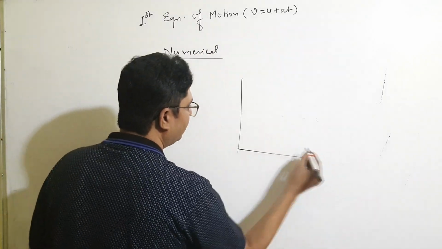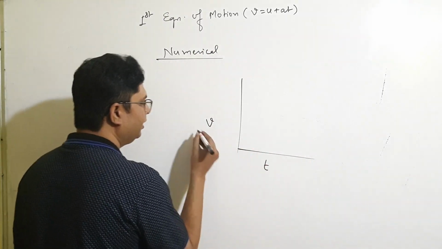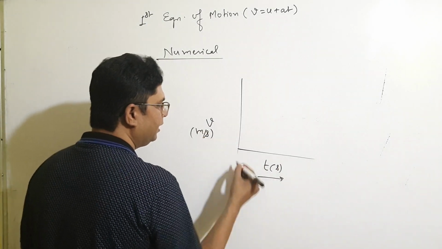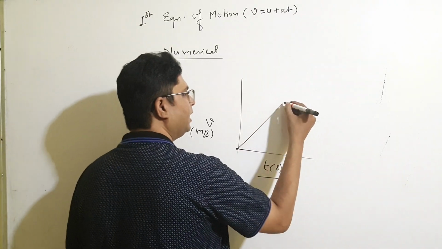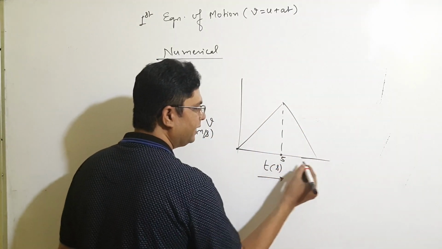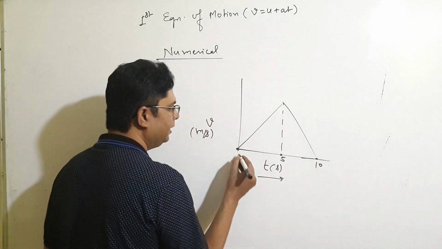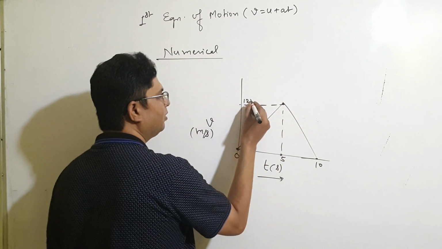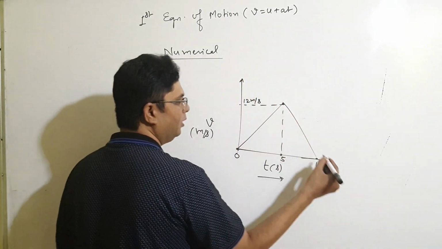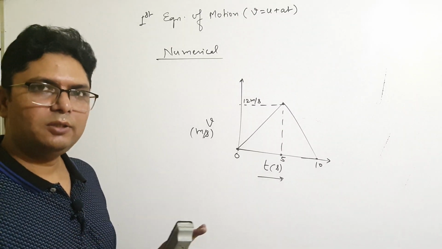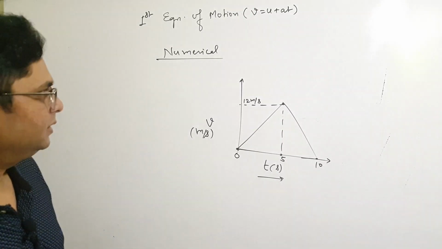Let us have a VT graph. This is velocity in meter per second. This is time in second. Let it start from the origin and move like this, such that this is 5 second, this is 10 second, this is 0 second, and the maximum velocity is 12 meter per second. Now in this graph the question asks different things.